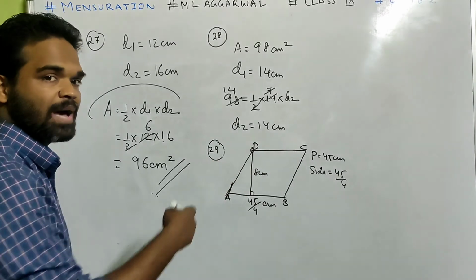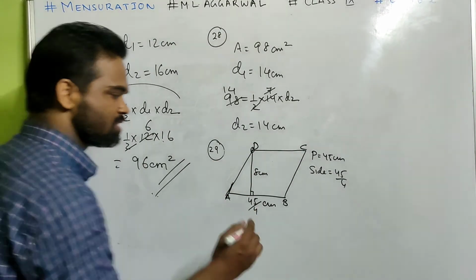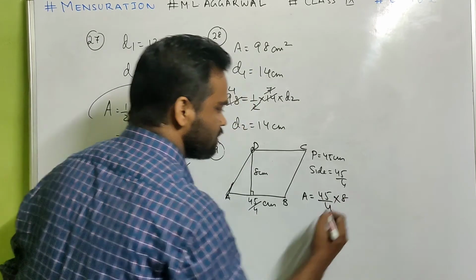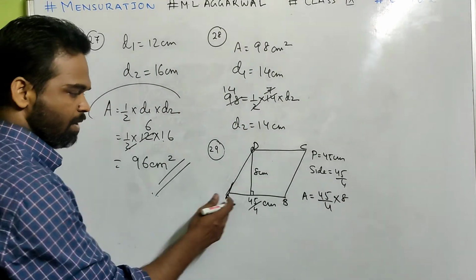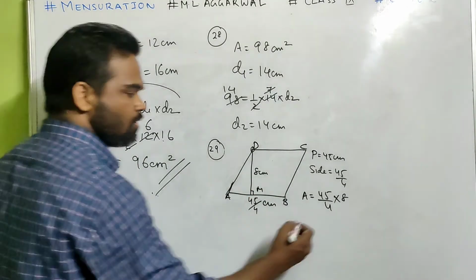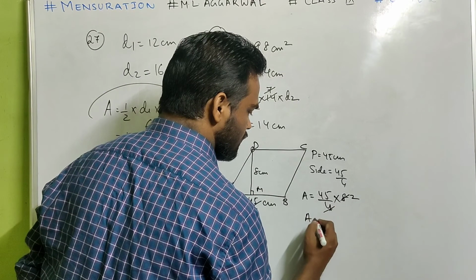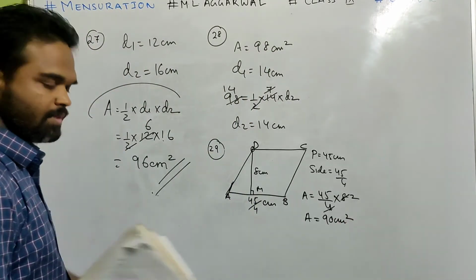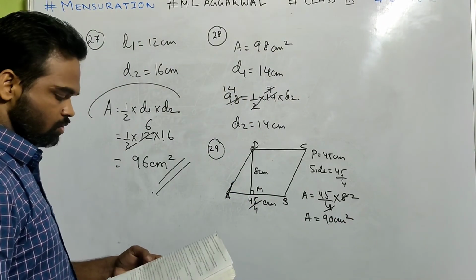So area of this parallelogram or rhombus, you can say area will be base into height, isn't it? Base, if AB is the base, then DM is the height. 45 by 4 times 8, so area is 90 centimeter square. Very easy. This was 29.